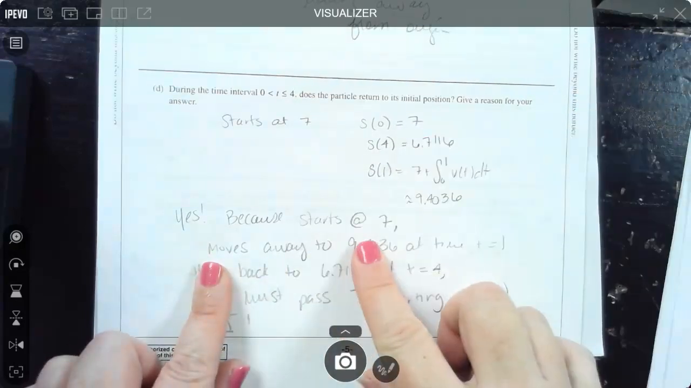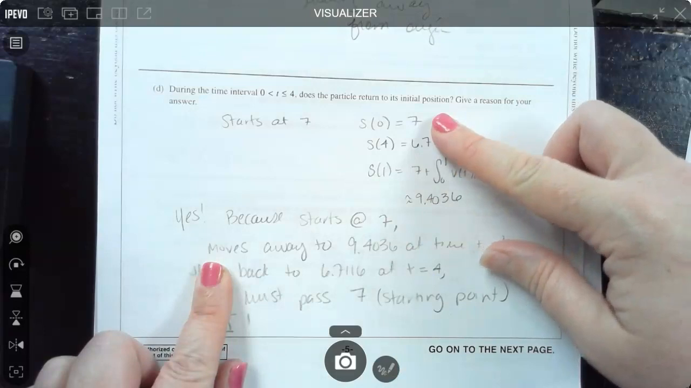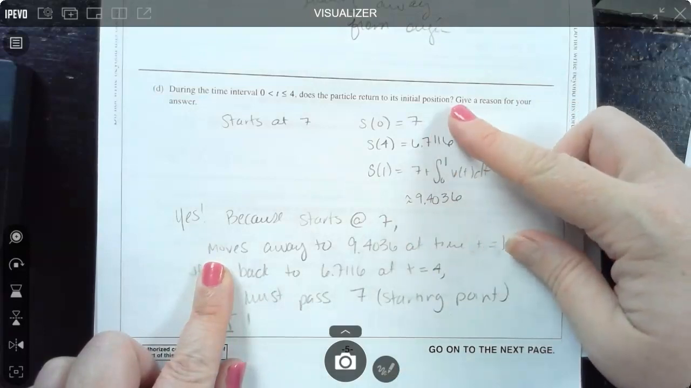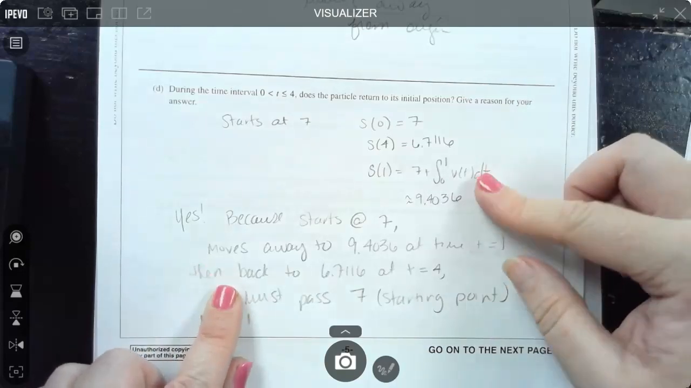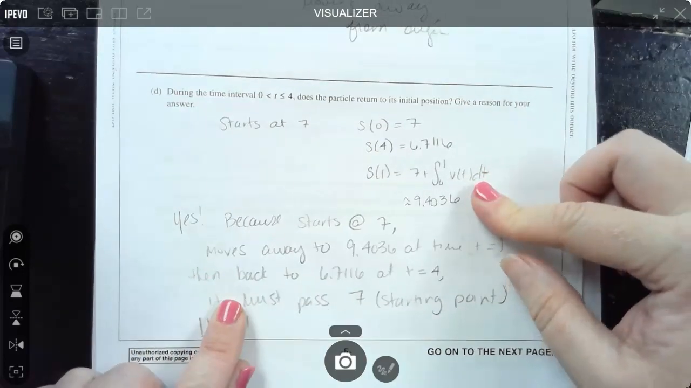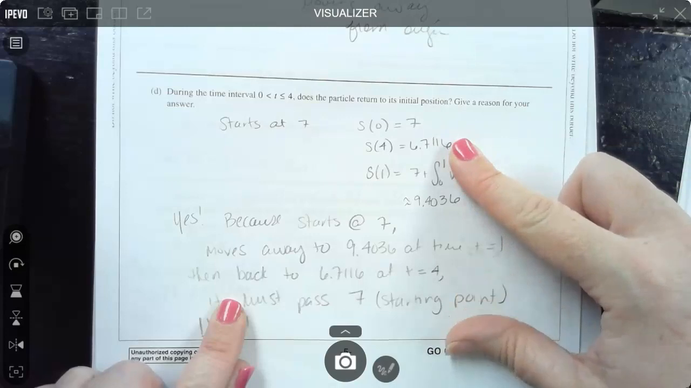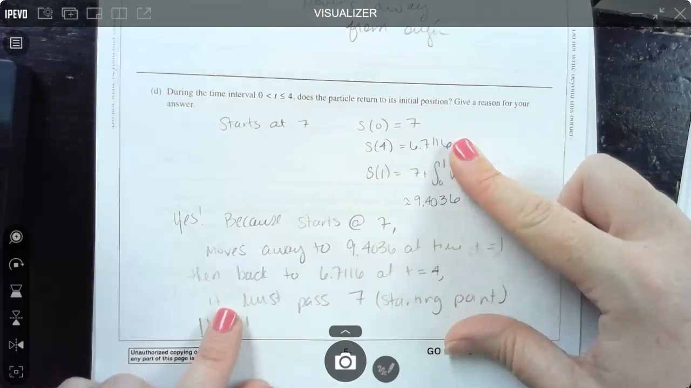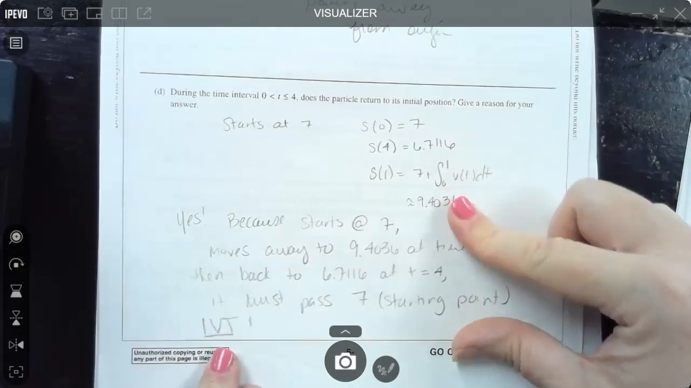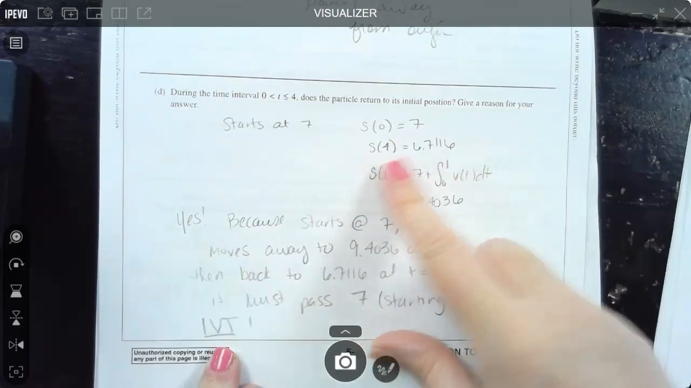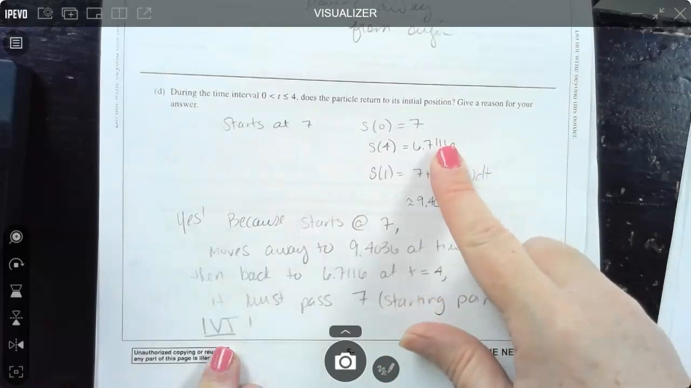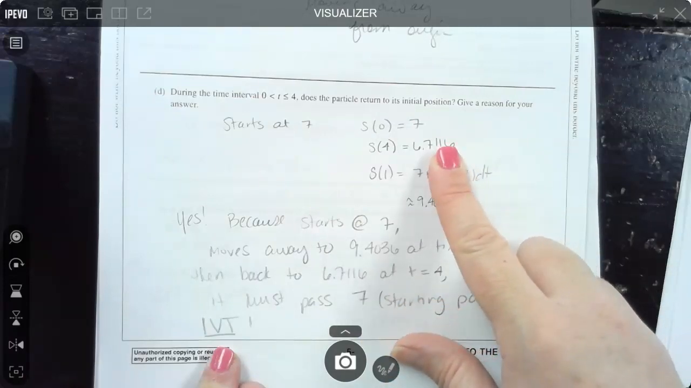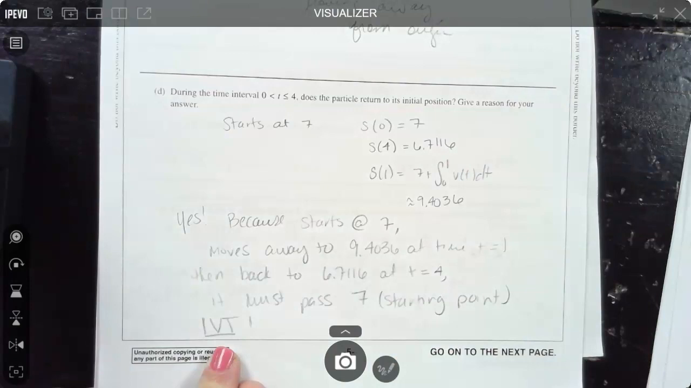And I said yes, because if you think about it starting at 7, it moves away to 9.4036 at time 1. And then it goes back to 6.7116 at time 4. So it has to pass 7 again through there. In other words, if it goes from 7 to 9 and then back to 6, it's had to have passed 7. Now, I said by the intermediate value theorem it has to cross back over.